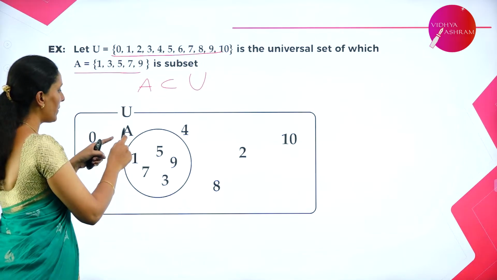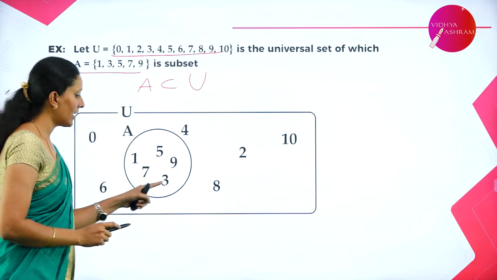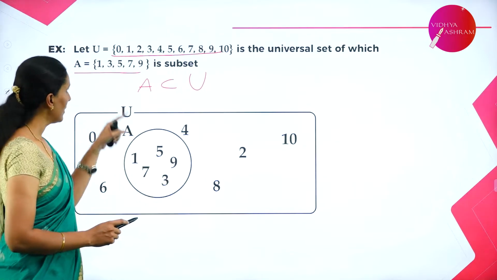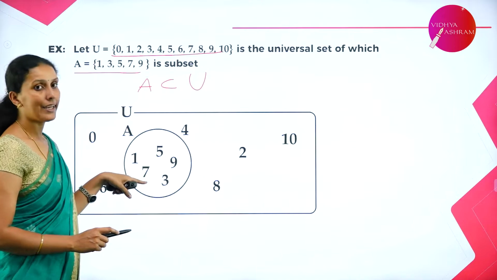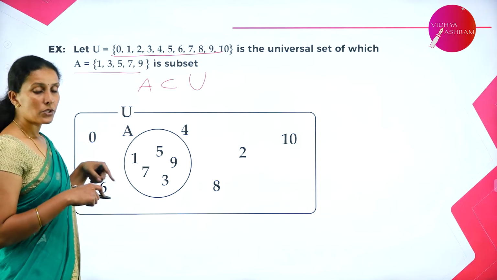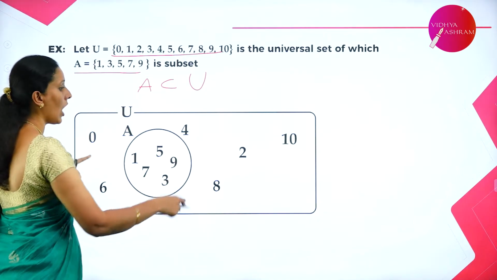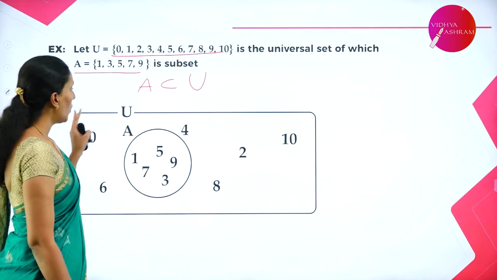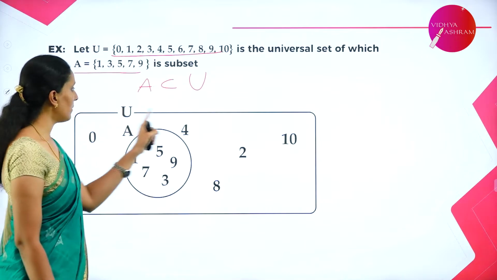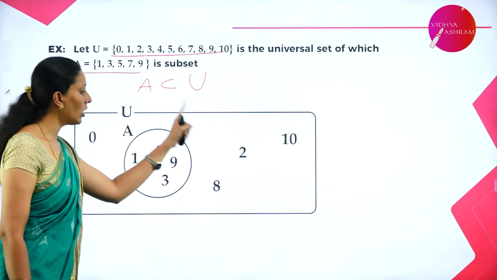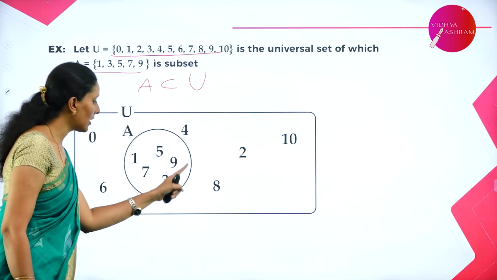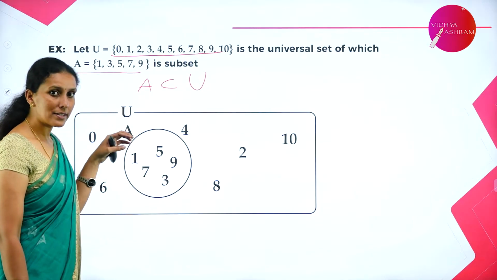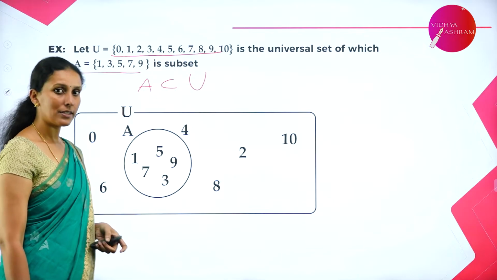That's why I will represent the elements of A inside the circle. All the subsets should be represented inside a circle, and the elements of A should be written inside A. The elements which are not in A are written outside the circle but inside the rectangle. So, overall, this complete rectangle contains all the numbers, but this circle contains only the elements of A. This is how we divide the subset from the universal set.